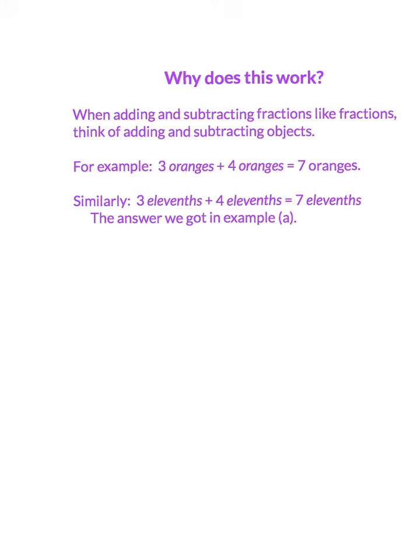Why does this work? Let's go ahead and emphasize that again. Again, think of adding and subtracting objects. For example, 3 oranges and 4 oranges is equal to 7 oranges. Similarly, 3/11 and 4/11 is equal to 7/11. Realize, though, that when adding objects, for instance, you stop at 7 oranges. You can't do anything else with it.